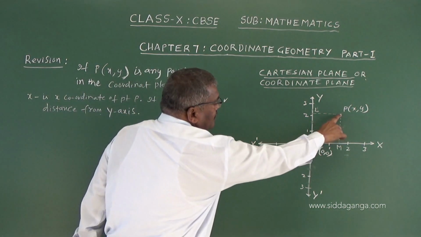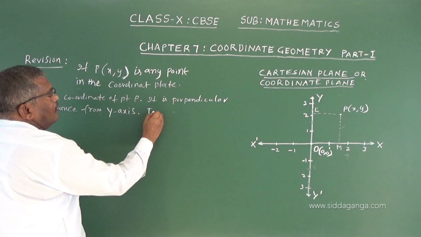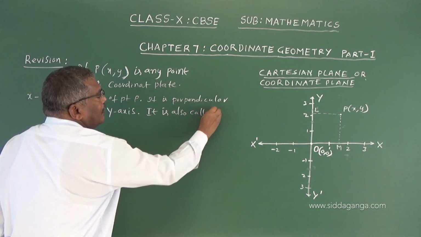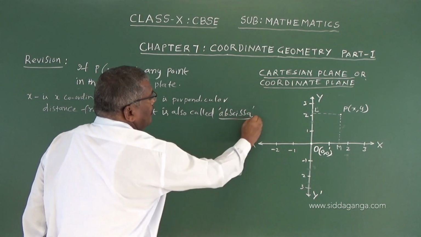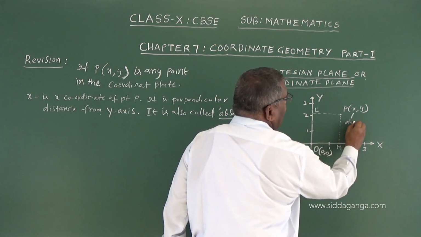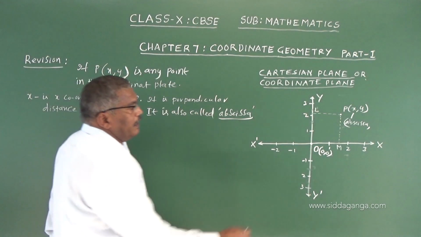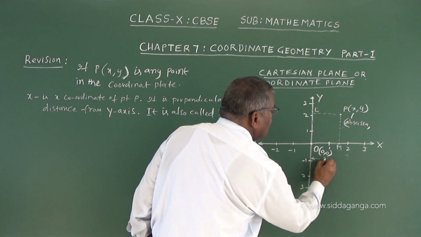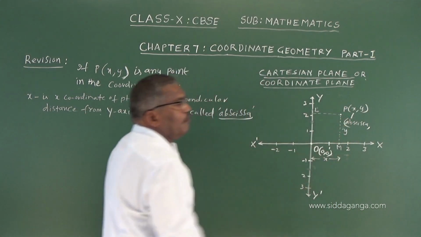The perpendicular distance of point P from the y-axis is also known as abscissa. It is also called abscissa. So now the x here is nothing but abscissa. The OM distance is x, and that is nothing but abscissa, and PM is y.